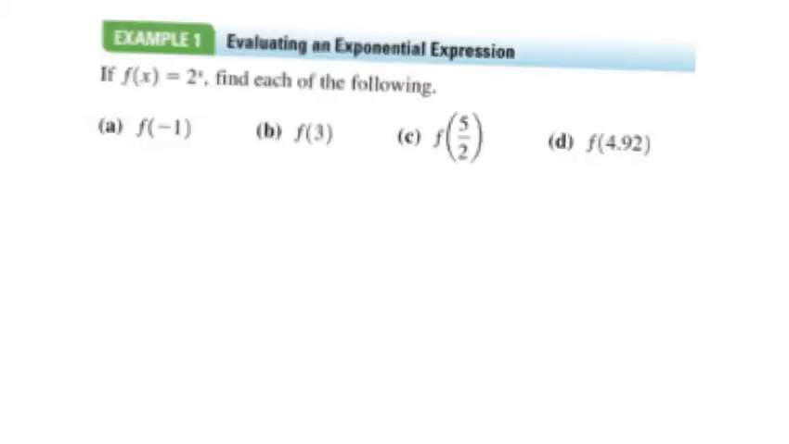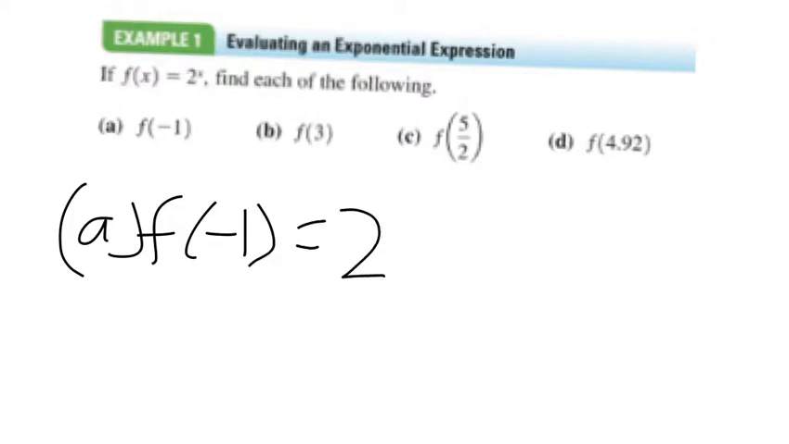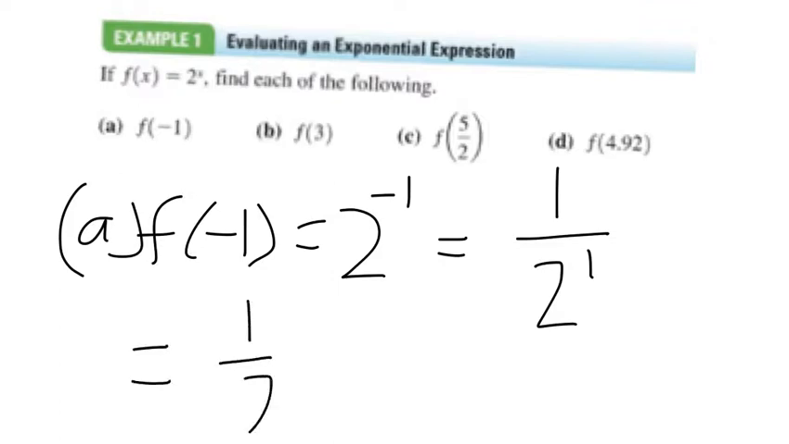Alright, here's another example. If f of x is equal to 2 raised to a power of x, find each of the following. First one is f of negative 1. So for part A, f of negative 1 is just 2 to the negative first instead of 2 to a power of x. When you have a negative exponent, remember you can move it to the bottom of a fraction, make it positive. That's 1 over 2 to the first, which is just 1 over 2.